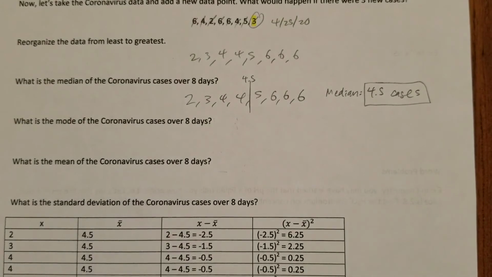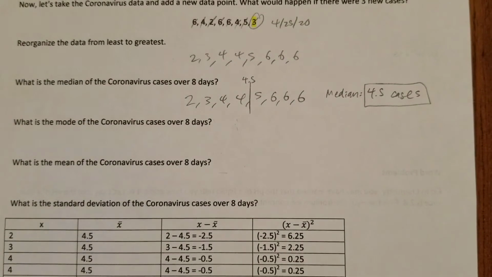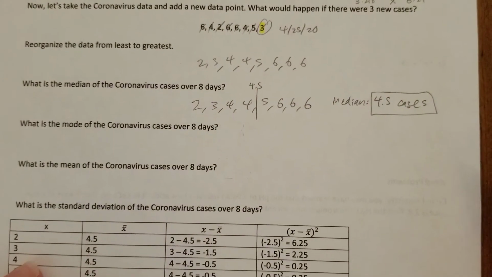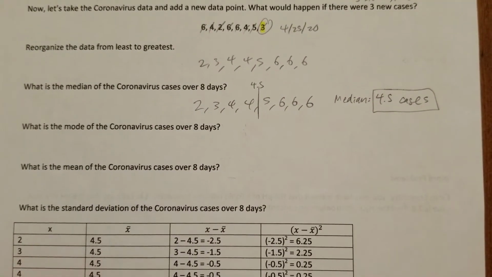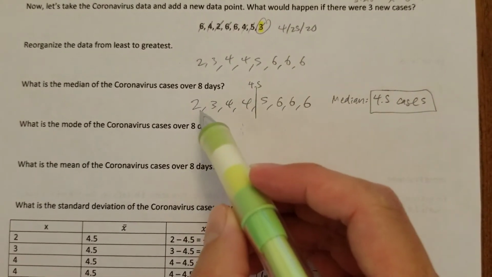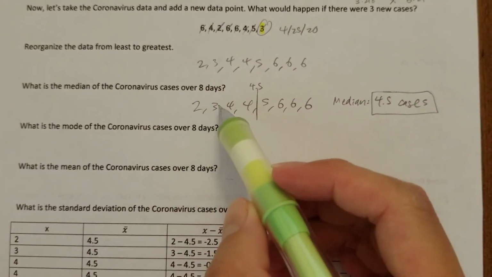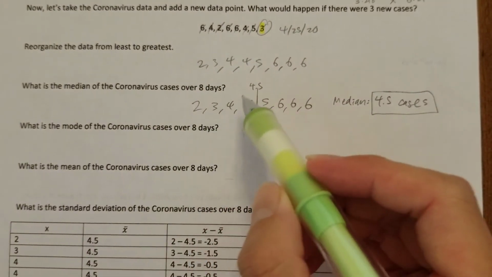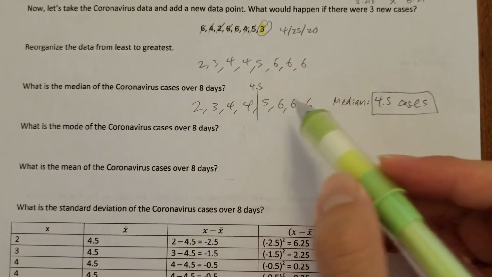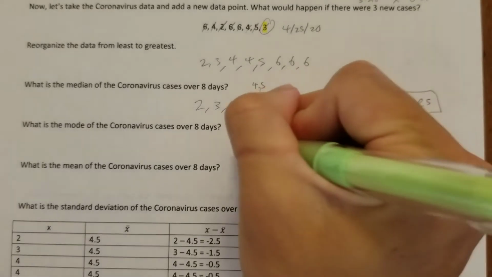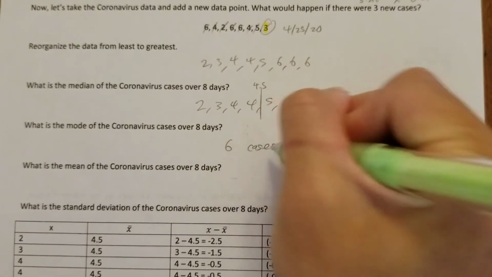Okay. What is the mode? We're looking at the data value that occurs the most. So if you just look at it, we have one day where we had 2 cases, 1 day where it's 3 cases, 2 days with 4 cases, 1 day with 5 cases, and 3 days with 6. This one is still dominant. So we have 6 cases.